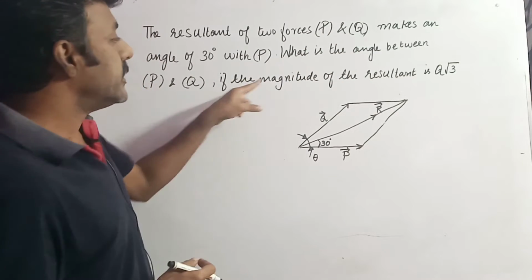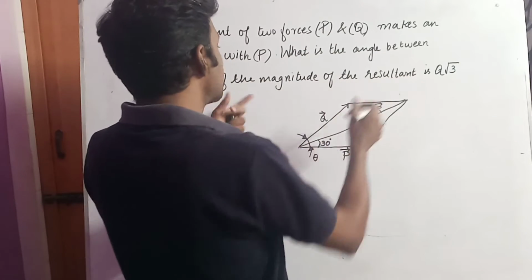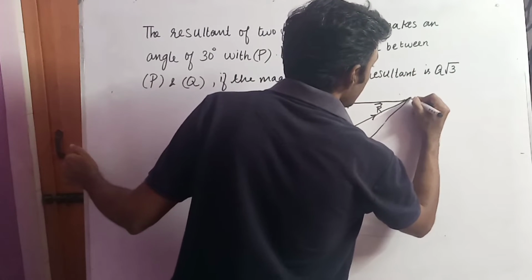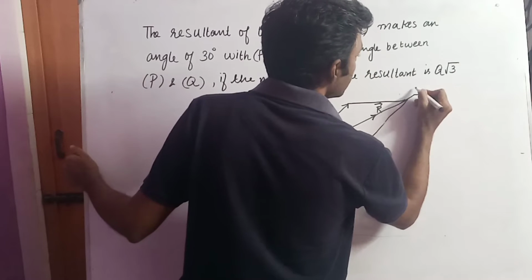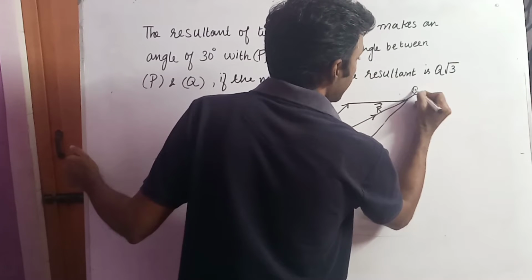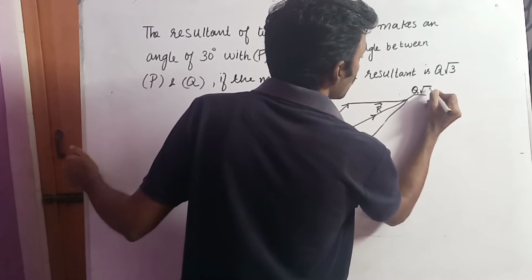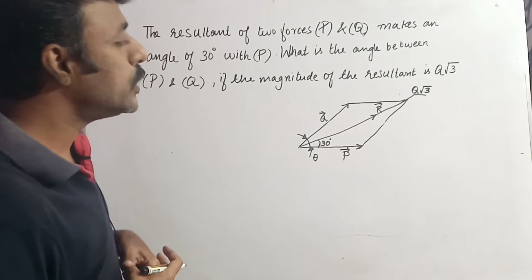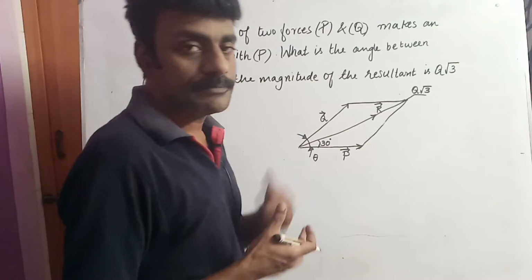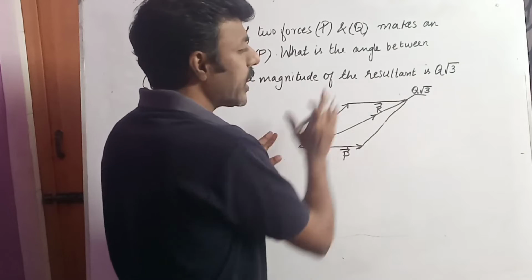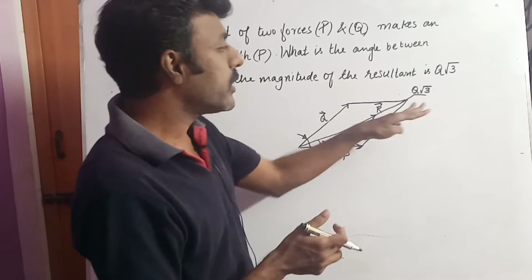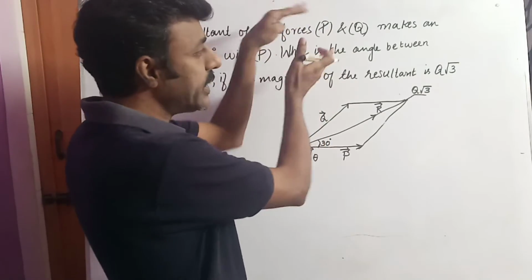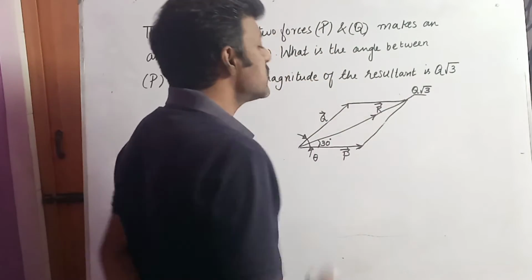Okay, and in the last term they are saying the magnitude of the resultant is Q into root 3. They are giving a value for this resultant force. This resultant, they are giving a value as Q into root 3. This is the value they had given. So now we need to find the angle. So this is how the diagram looks. Okay, the content that is given in the problem is being represented through this diagram.